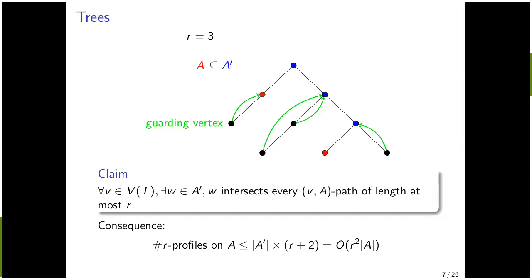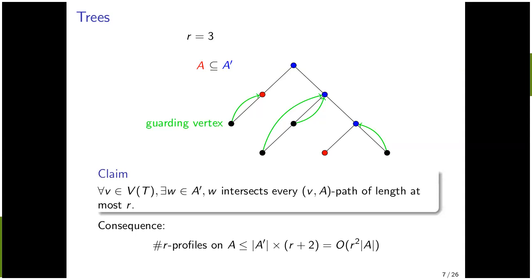We just move forward. Okay, and so now the number of R profiles on A is at most the number of possibilities for A prime. So this is R plus 1 times A at most, and the number of possible distances between V and W. But actually, if this distance is larger than R, we can say it's just plus infinity and forget it. So there are at most R plus 2 possibilities. So in total, this gives big O of R squared times A.